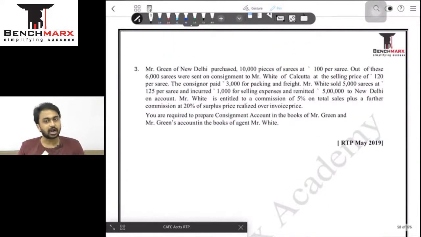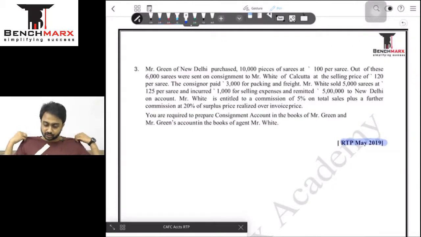Yes, so now we will start with the third question of the RTP and that question appears to be from May 2019. चालू करेंगे. Hopefully yes, let us start with this question. May 2019 consignment question number 3. Let us start. Green of Delhi purchased 10,000 pieces of sarees at 100 per saree. This appears to be the purchase price. Of these 6,000 sarees were sent on consignment.